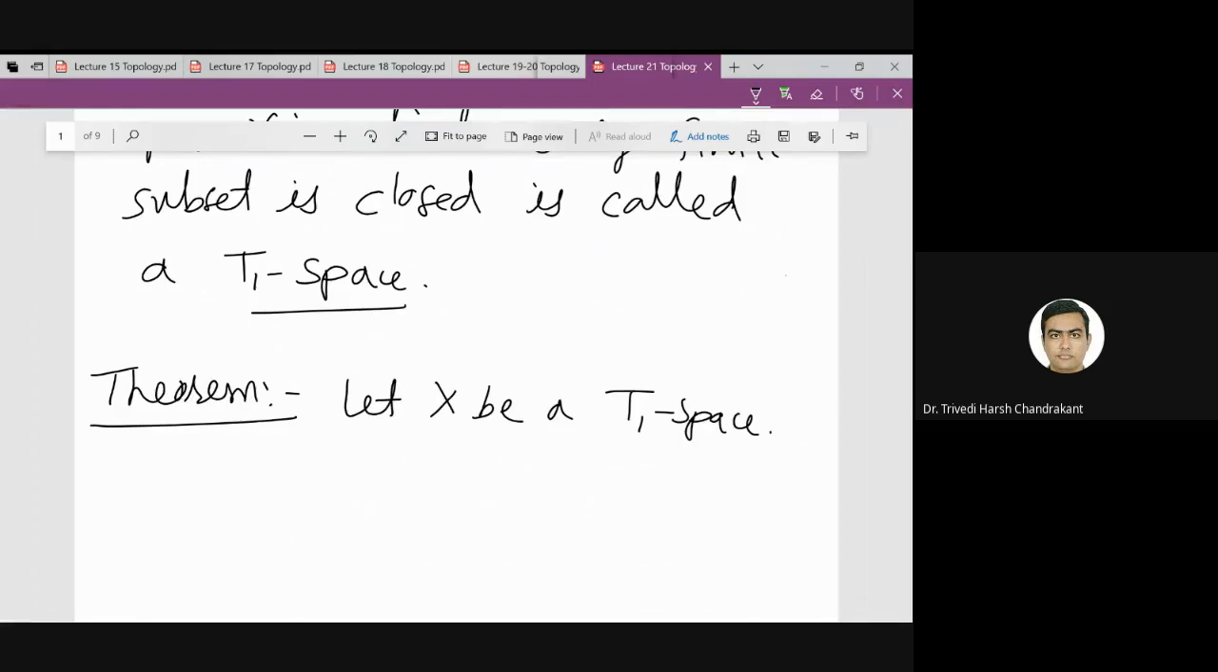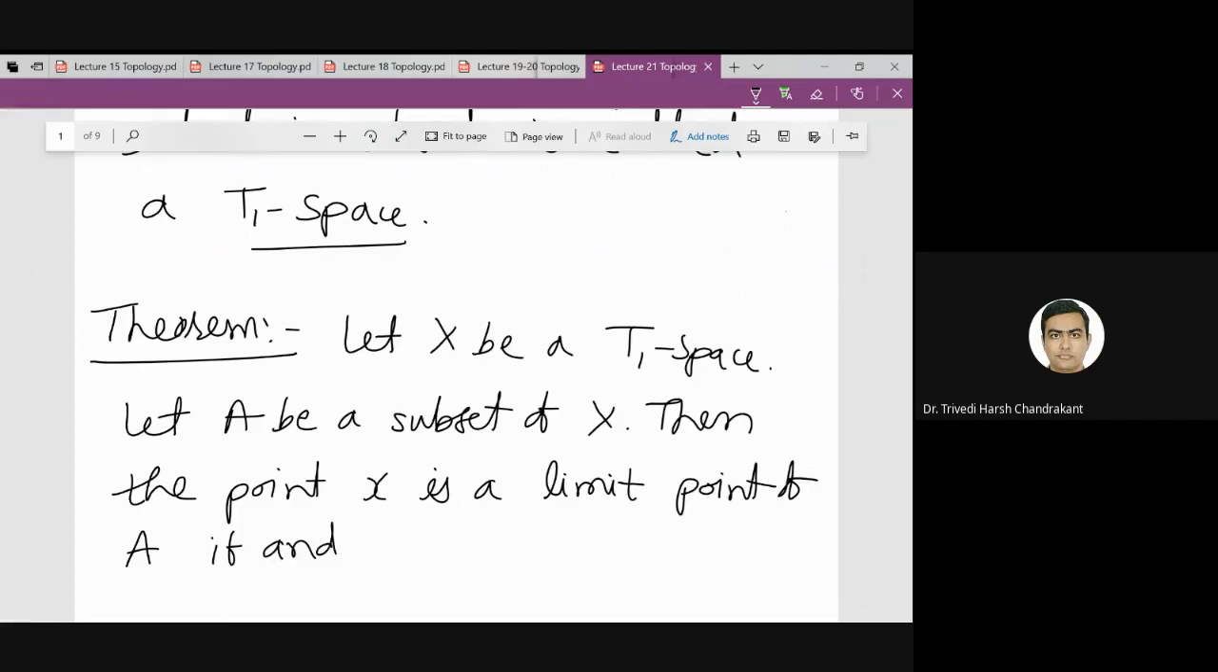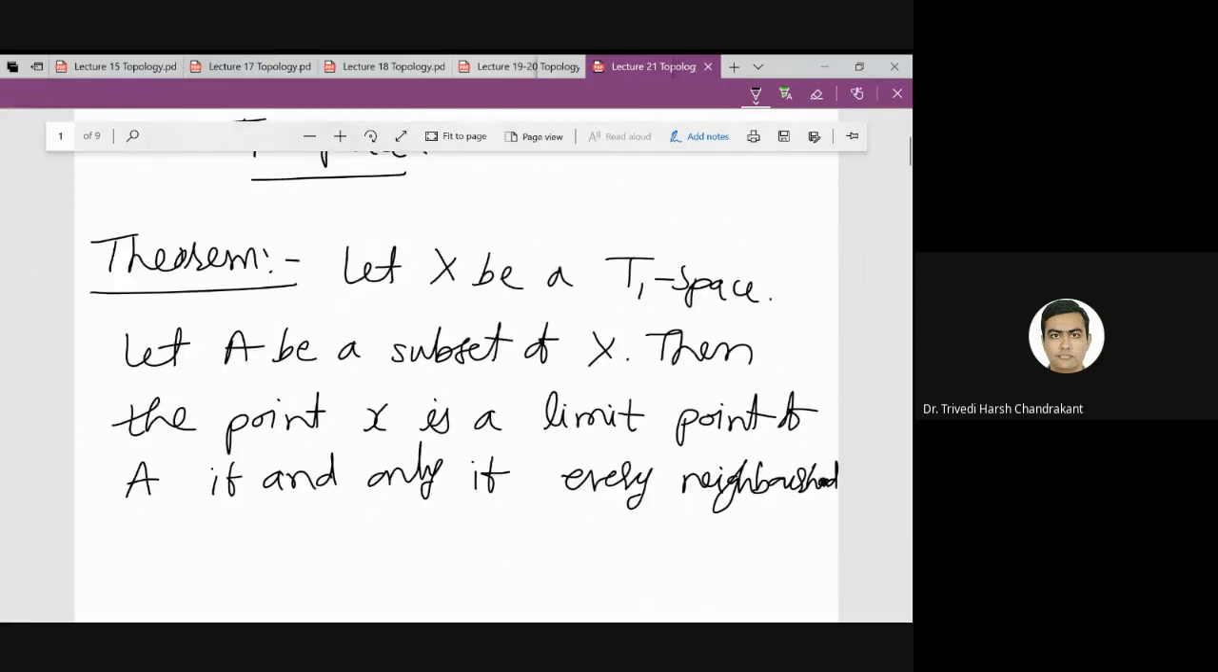So let X be a T1 space and consider A to be a subset of X. Then the point x is a limit point of A if and only if every neighborhood of x intersects with A in infinitely many points.